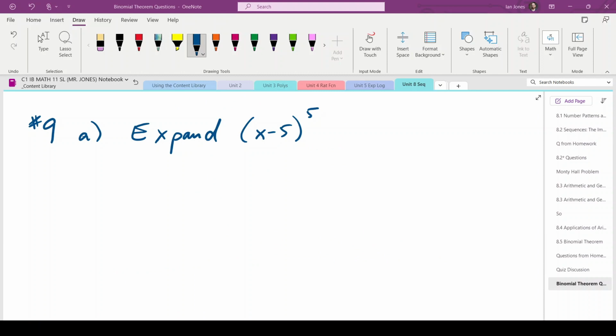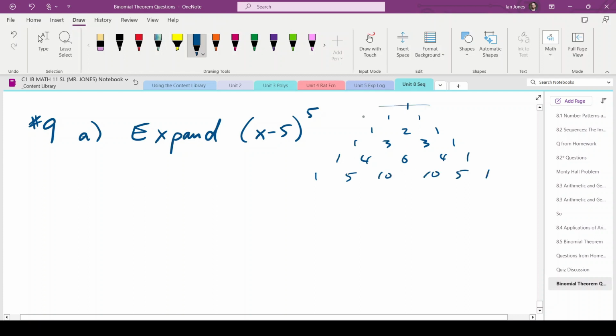Number 9 in the textbook, exercises 1.0, has 2 parts. The first part just says expand x minus 5 to the exponent of 5. Okay, 5 for my n is pretty small. I'm going to use Pascal's triangle. I'm going to just write it out here. Actually, maybe I'll make it a little bit more condensed than that. 1, 1, 1, 1, 2, 1, 1, 3, 3, 1, 1, 4, 6, 4, 1, 1, 5, 10, 10, 5, 1. Is that enough? Row 0, row 1, row 2, row 3, row 4, row 5. Perfect.